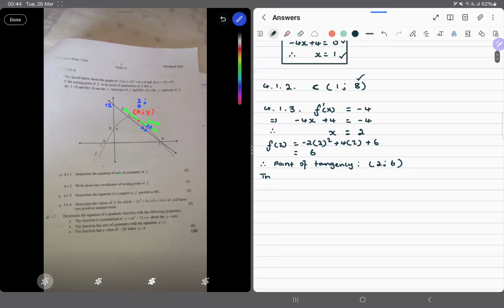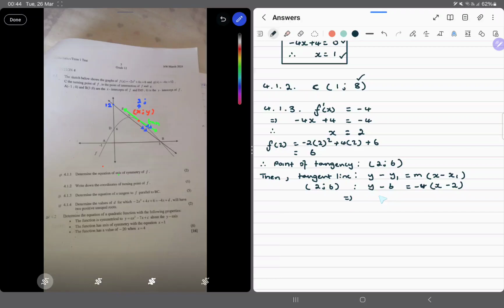What is the story then? We can say then the tangent line is such that y minus y1 is equal to m(x minus x1). Let me use this equation for a change. It's interesting. So I'm substituting this point of tangency because that's where the line is passing through. y minus 6, we know that the gradient is minus 4, into x minus 2.